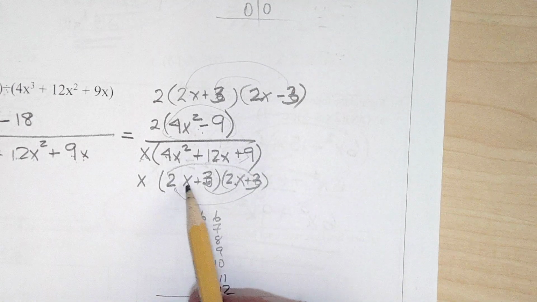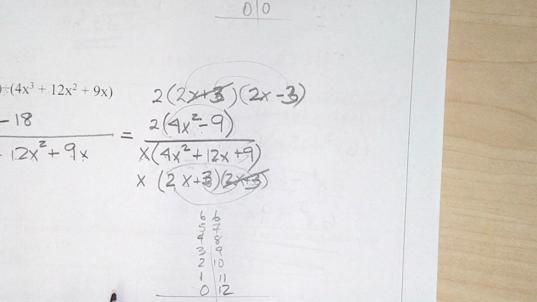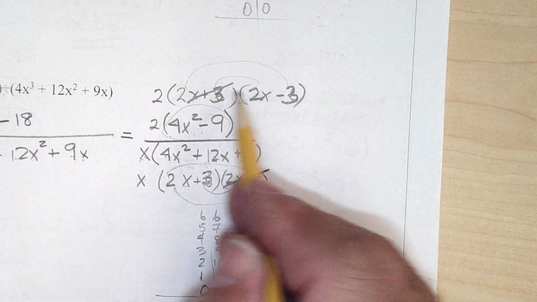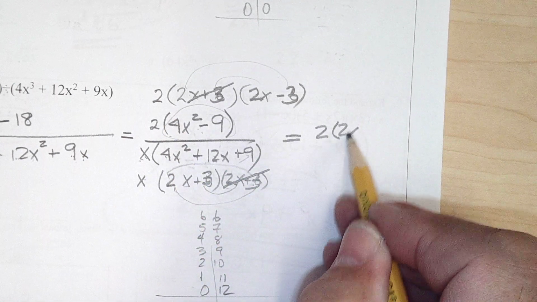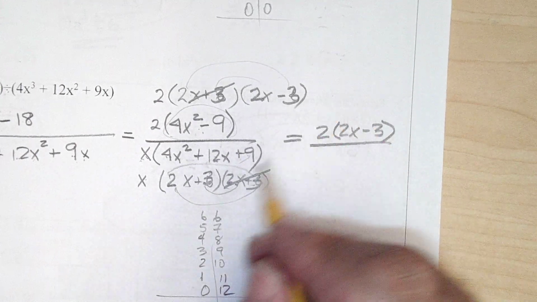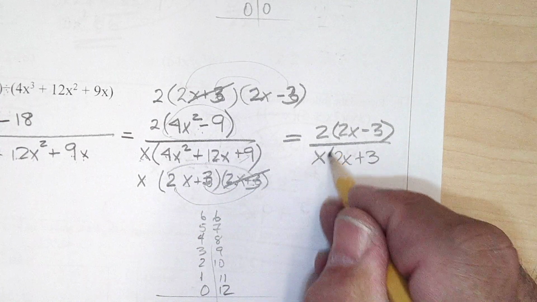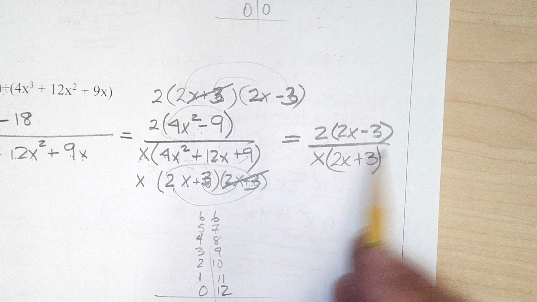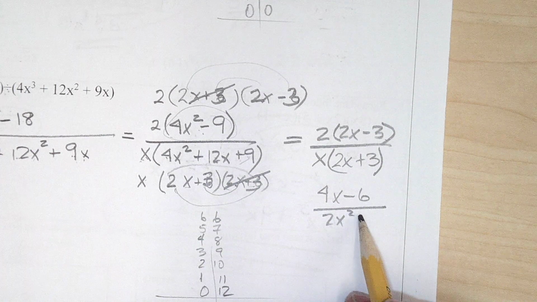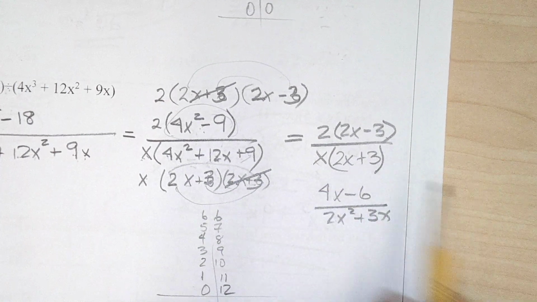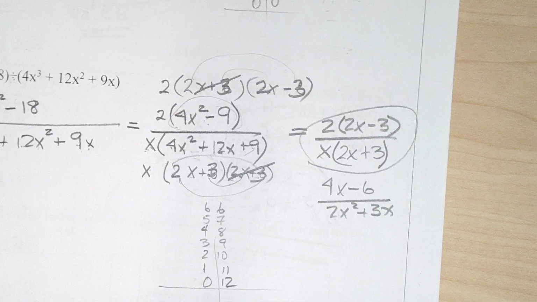Now, 2x plus 3, 2x plus 3. Oh, there's one there. That'll cancel one of those. This x can't cancel that 2, so everything else stays: 2x minus 3 over x times 2x plus 3. If you want, you can multiply this in and call it 4x minus 6 over 2x squared plus 3x. Multiply the x in and multiply the 2 in. But this would have been my preferred answer. But both are right.